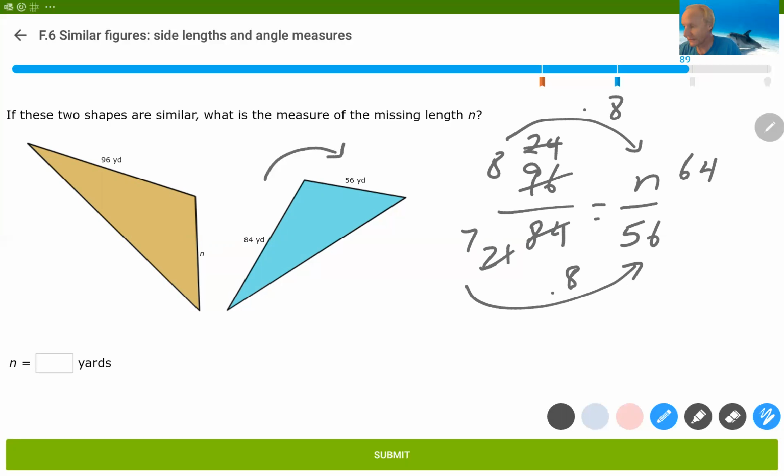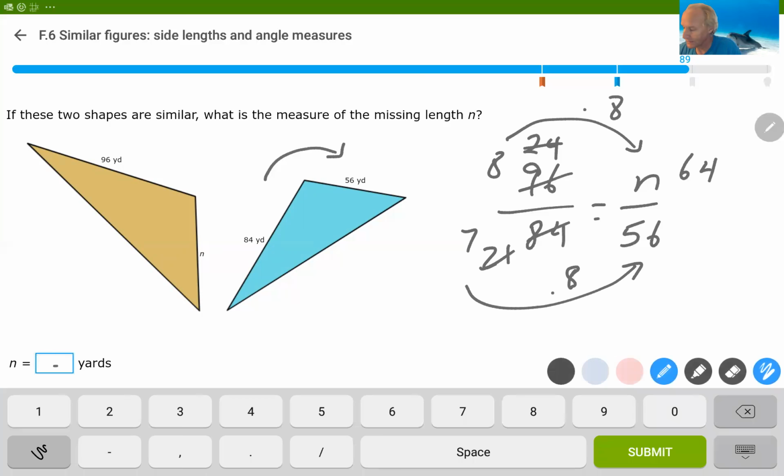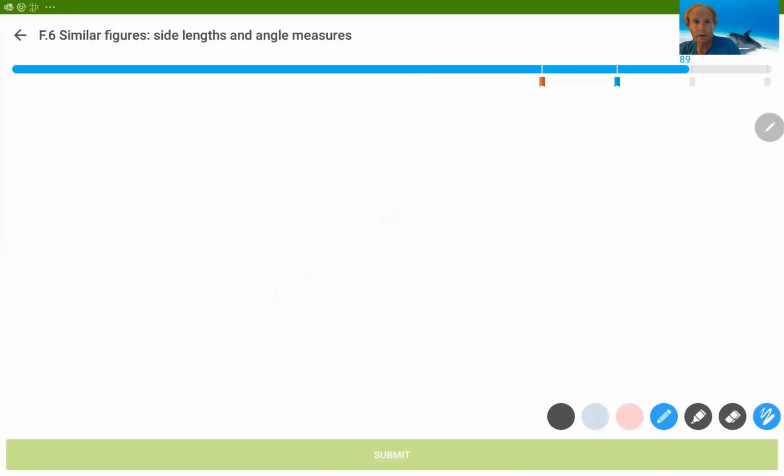We could cross multiply and simplify. We could grab a calculator. There's lots of ways to go. I like to do it without the calculator when possible.